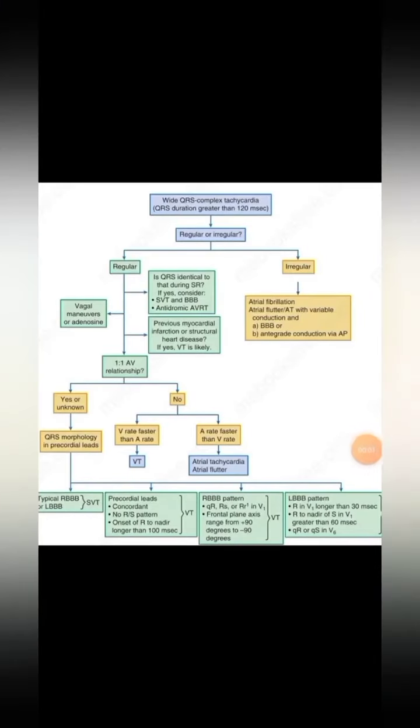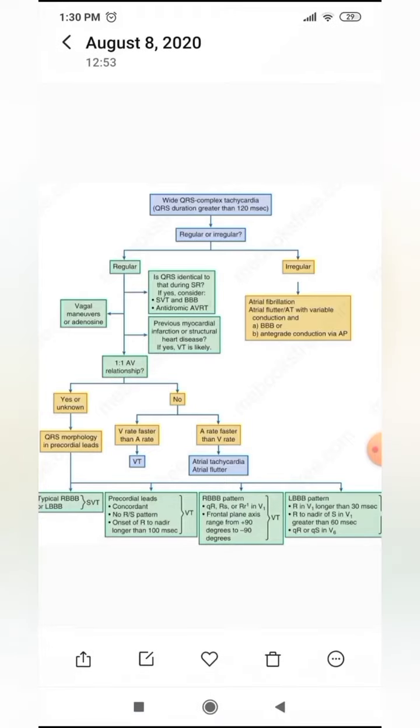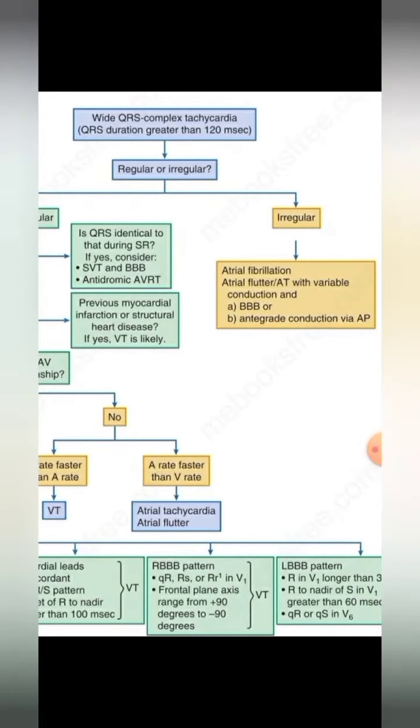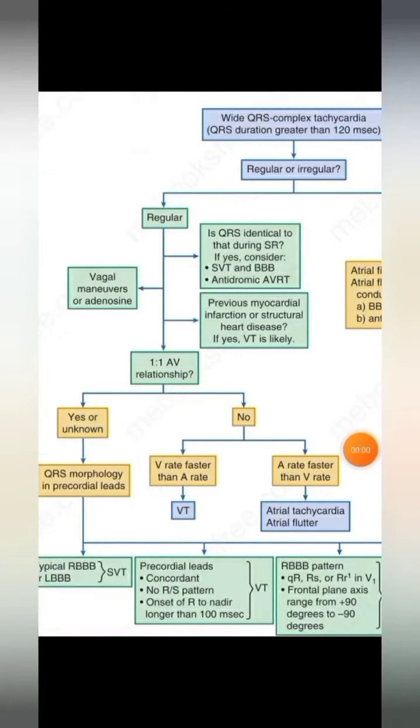Our algorithm. First we have to document it as a wide complex tachycardia, that is the QRS duration is more than 120 milliseconds or 3 small squares. First we have to look whether it's regular or irregular. If it's irregular, it's not ventricular tachycardia. It's either atrial fibrillation or atrial flutter or atrial tachycardia with variable conduction.